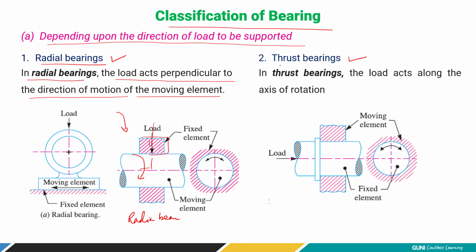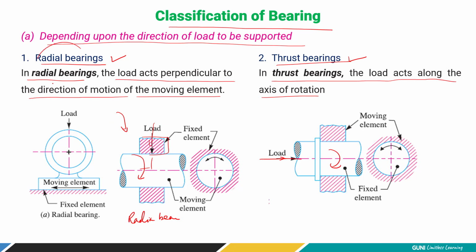Now the second is the thrust bearing, in which the load acts along the axis of rotation. Try to understand, the load is acting in this manner, right? But the component is rotating like this. So it is taking the thrust, and simultaneously it also allows the rotation of the component. Here the classification is based simply on how the load is acting.